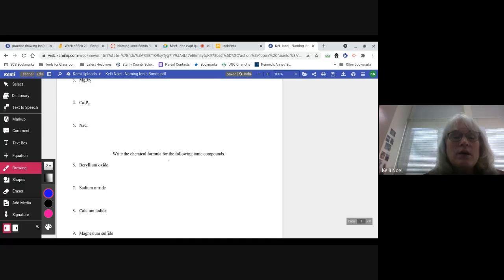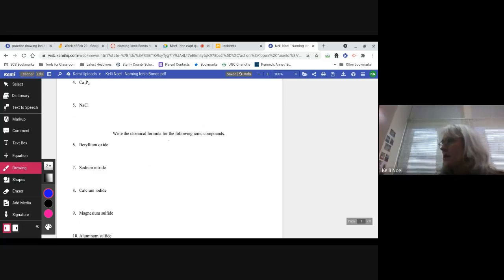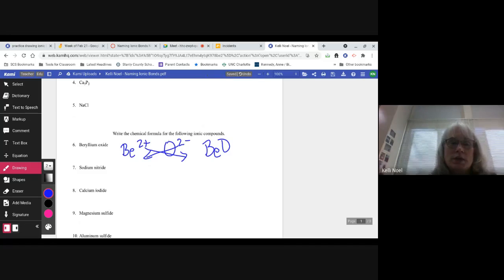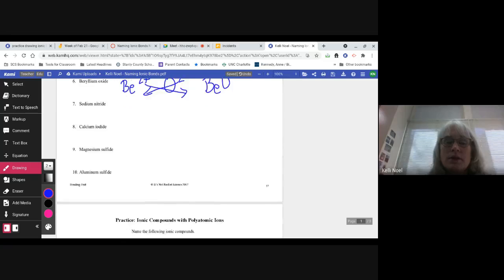All right, so down here, I'm going to do the first one. Beryllium is in column 2, group 2. So Be2 plus. Oxide is oxygen, O2 minus. I have a 2 and a 2. So when I crisscross, I can just leave the 2's out, and it's going to be BeO. That is how you're going to do that sheet. So I want you to give it a try. I want to see that you've tried some on this.